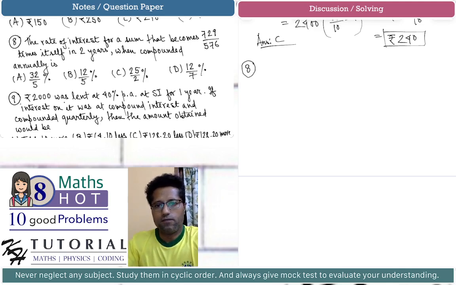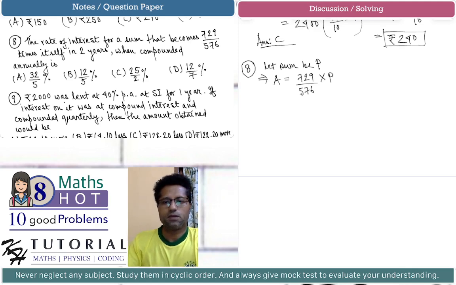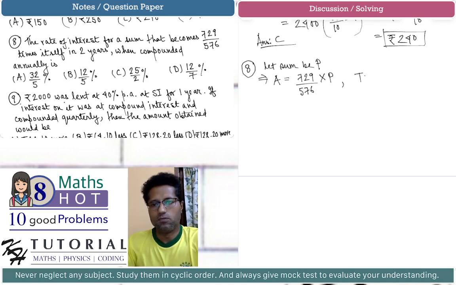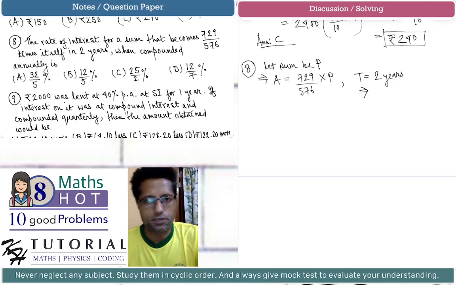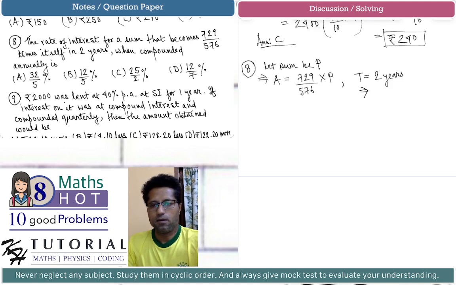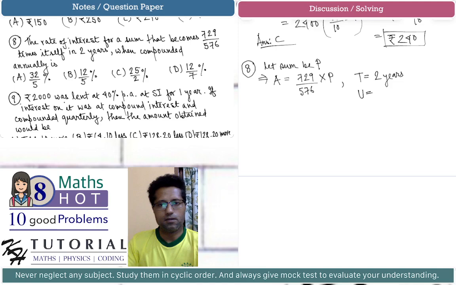So let the sum be P. So this implies the amount is equal to 729 by 576 into P, and we are having T is equal to 2 years. And U is given to be, the interest is being compounded annually, so U is 12 months.